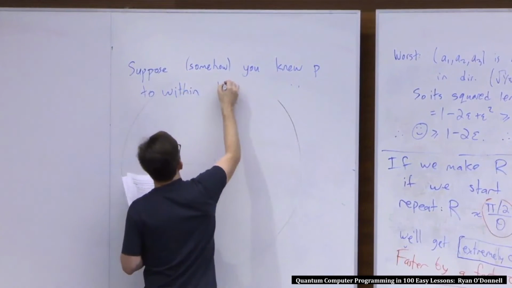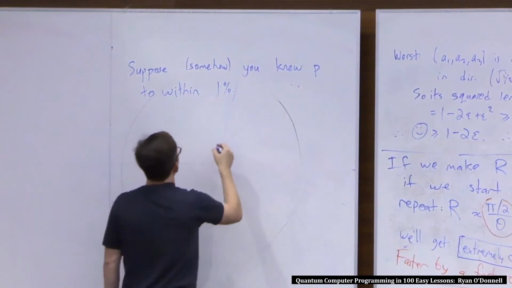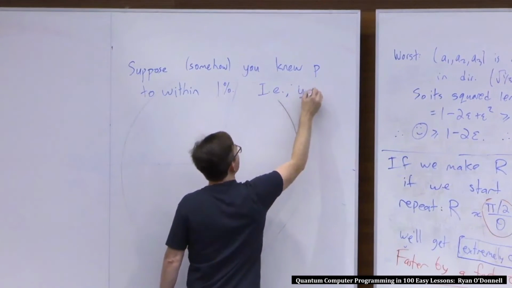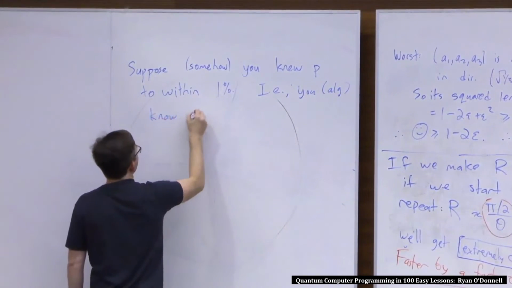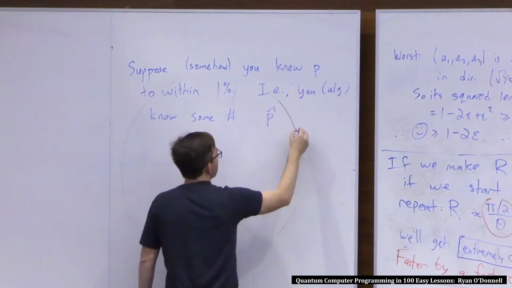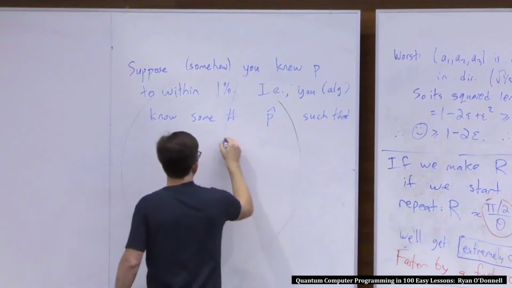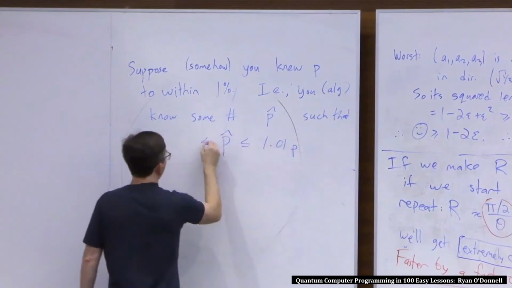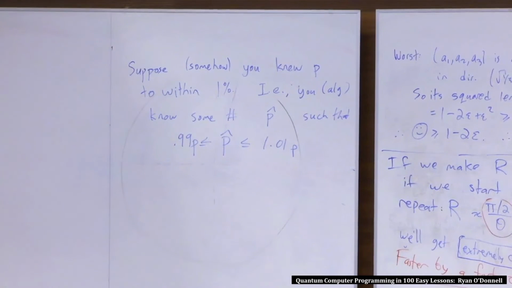Within 1%. And what do I mean by this? I.e., you, the algorithm, know some number, which we'll call p hat, such that p hat is between 1.01p and 0.99p. Okay, that's what I mean by p hat is within 1% of p.